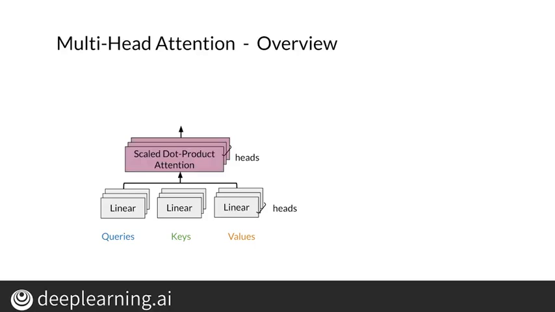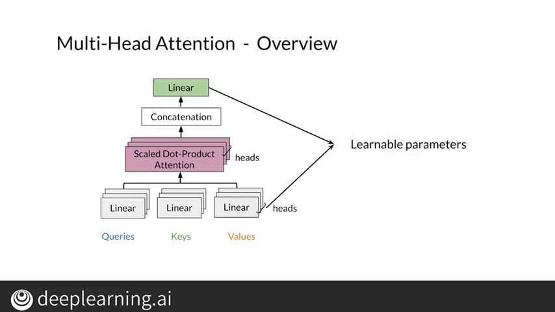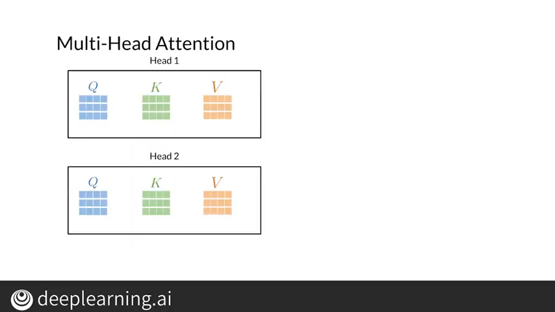Then, you will apply the scaled dot product attention mechanism to every set of value, key, and query transformations, where again, the number of sets is equal to the number of heads in the model. After that, you concatenate the results from each head in the model into a single matrix. Finally, you transform the resulting matrix to get the output context vectors. Note that every linear transformation in multi-head attention contains a set of learnable parameters. So let's go through every step in more detail.